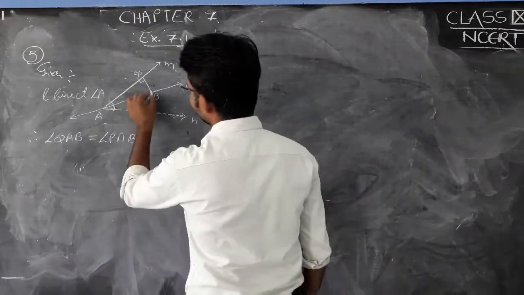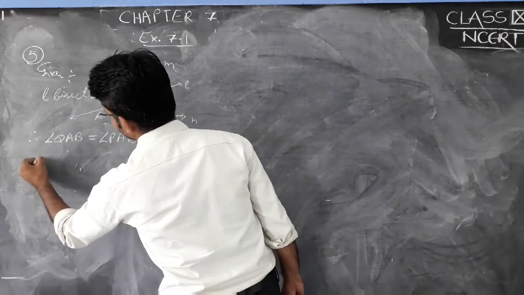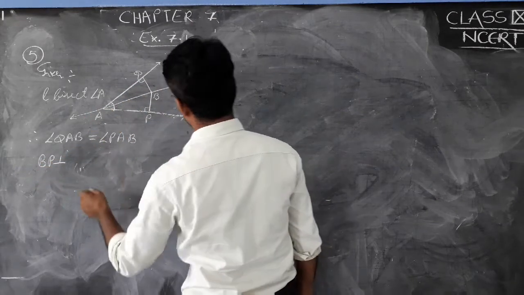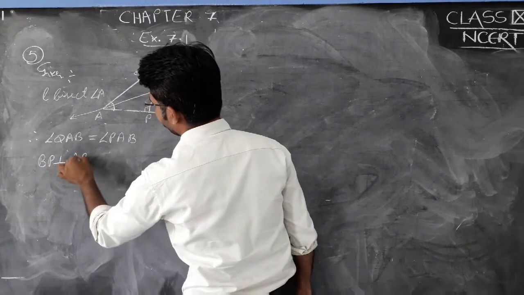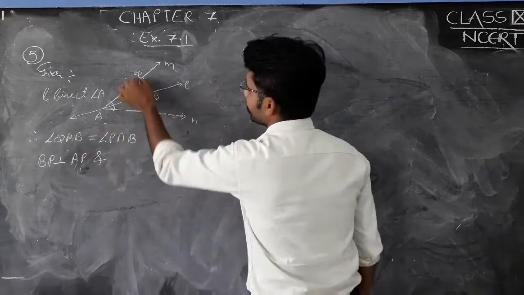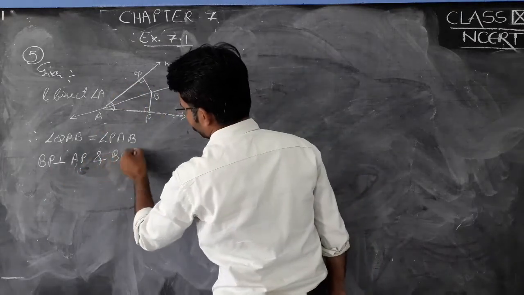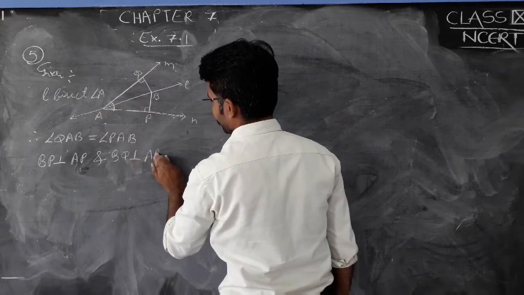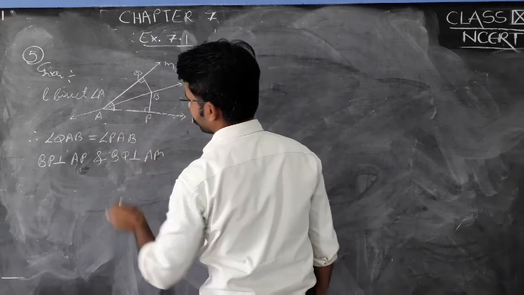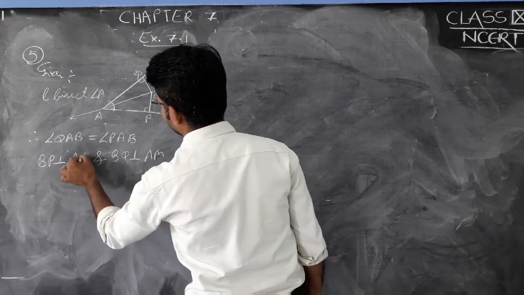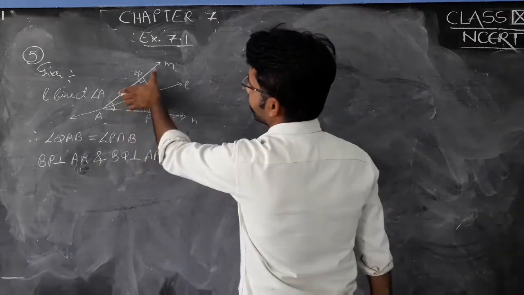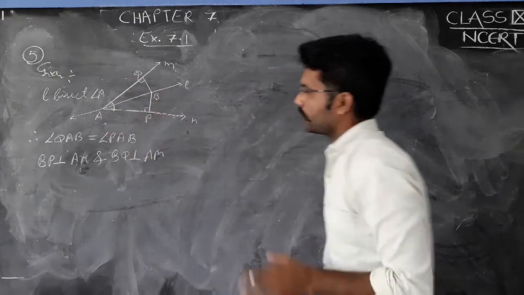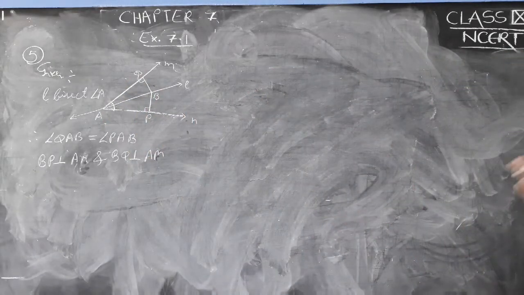Secondly, they have told that BP is perpendicular to AB, or you can say AM, and BQ is perpendicular to what? AN. Okay, so line BP is perpendicular and line BQ is perpendicular. This is given in the question.